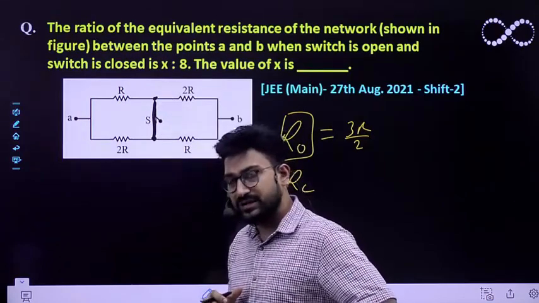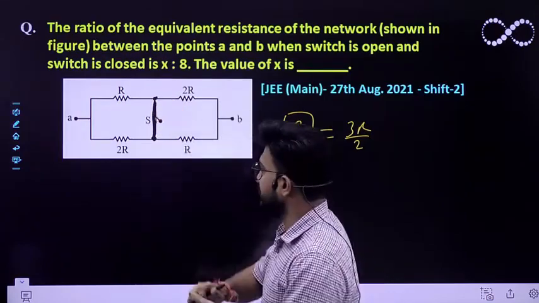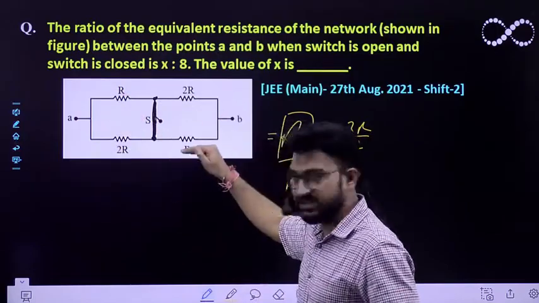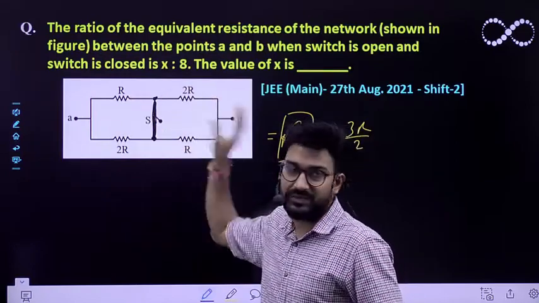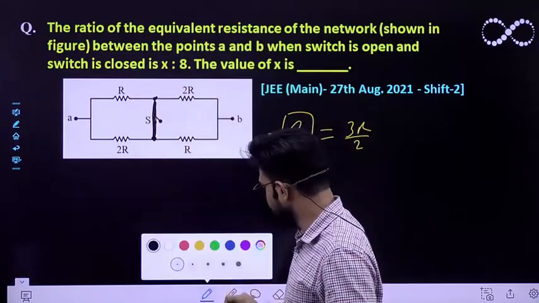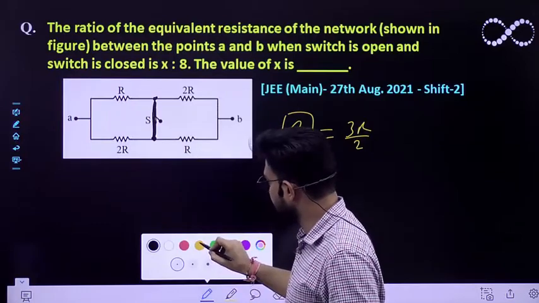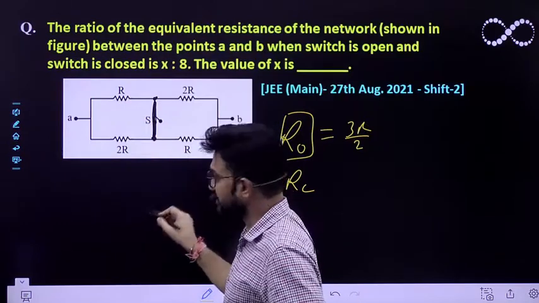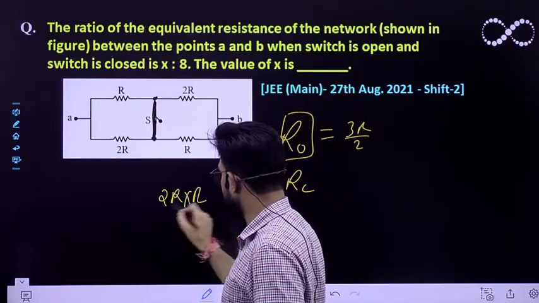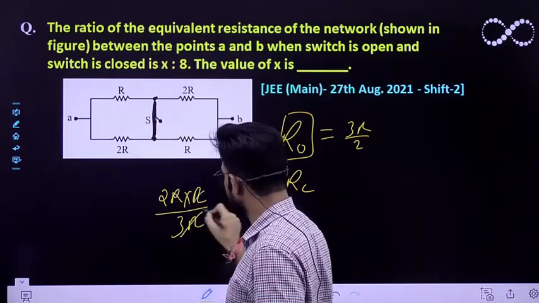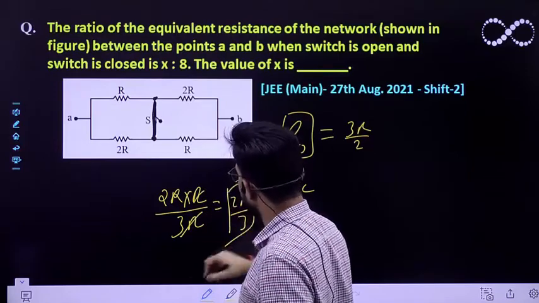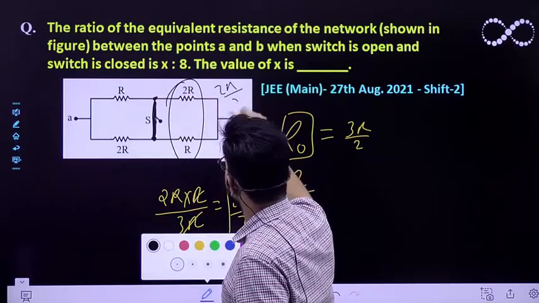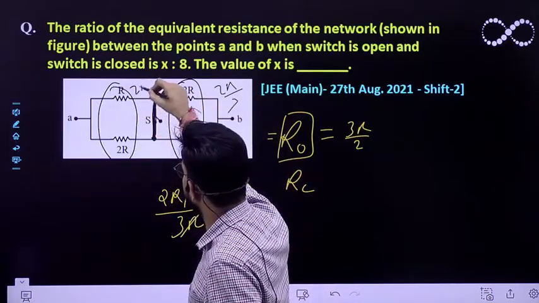So in this particular situation, now this 2R would be in parallel with this R, and again this 2R would be in parallel with R. Now the combination of these two would be in series. The equivalent resistance of 2R parallel with R is 2R into R by 3R, so you'll be getting 2R by 3. For this also you'll be getting the equivalent resistance as 2R by 3.